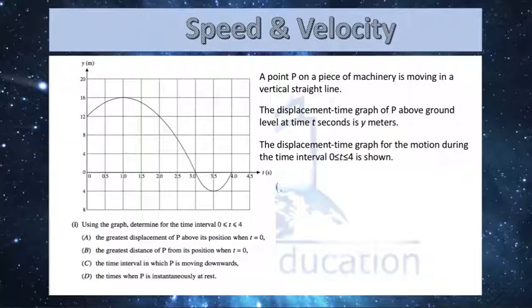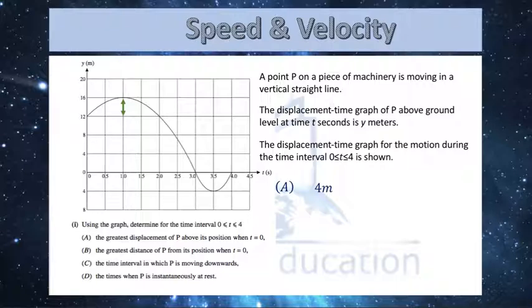Part A. The greatest displacement of P above its position when t is equal to 0. At t equals 0, P is at 12 meters above its origin. It only travels 4 meters higher than that, and that occurs at 1 second.